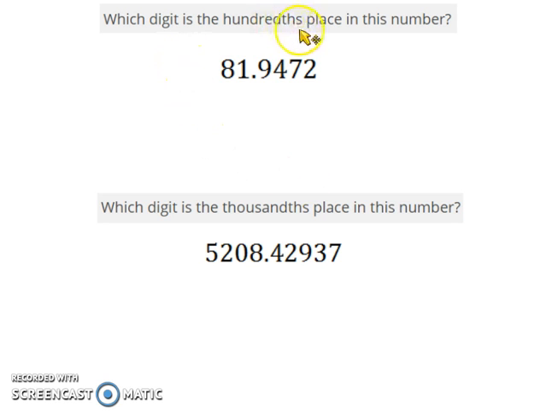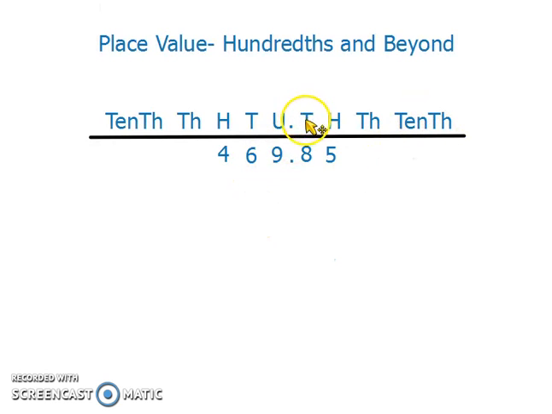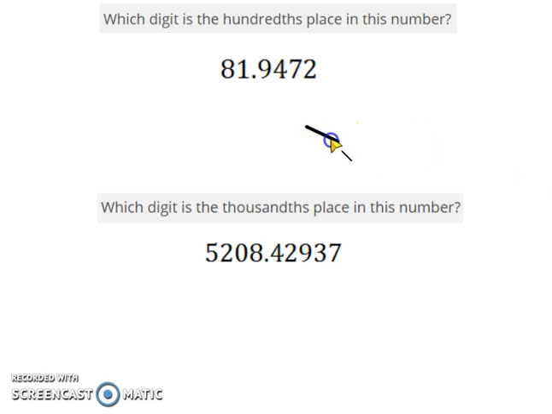You'll now get some questions which ask you for stuff like this. Which digit is in the hundredths place in this number? Which digit is in the thousandths place in this number? When we look back to our chart, over here it goes tenths, hundredths, thousandths, and tens of thousandths. So it's asking for the hundredths, so the digit that is in the hundredths place is the 4. That would be your answer. You would only need to write the number 4, because that is the digit in the hundredths place.